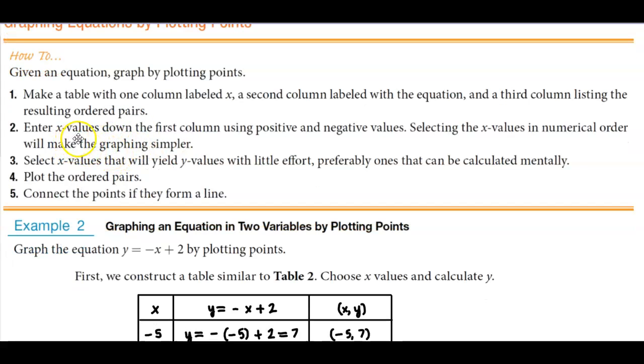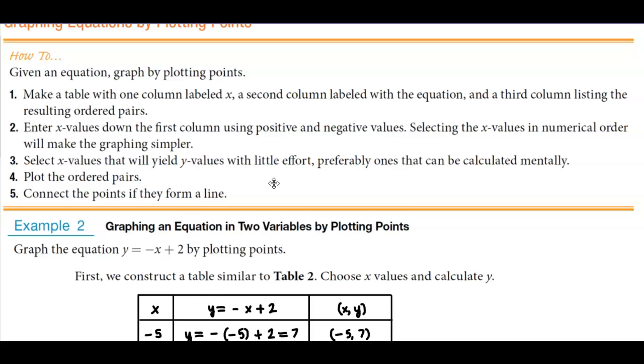And then we're going to enter x values down the first column using positive and negative values. Selecting the x values in numerical order will make the graphing simpler. We're going to select x values that will yield y values with little effort, preferably ones that can be calculated mentally. And then we're going to plot the ordered pairs, and then we're going to connect the points if they form a line.